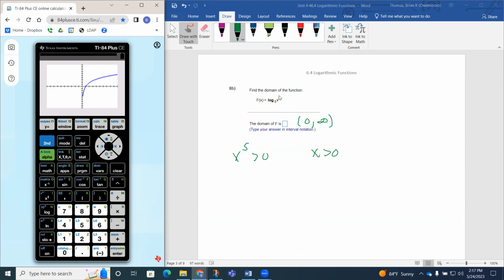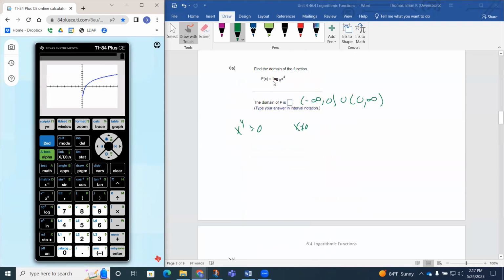So notice that an odd exponent will create a different domain than an even exponent on the inside, because the even exponent will make whatever x is positive, and you can take the log of a positive value.